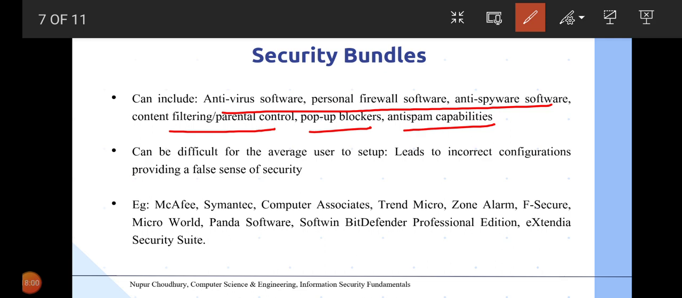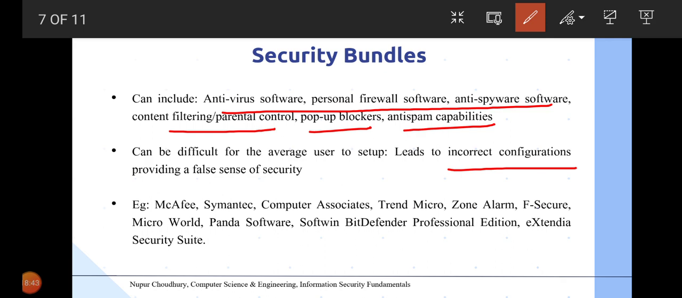It can be difficult for the average user to set up because it has a lot of configurations and a lot of technical knowledge is needed in order to install these security bundles, because it is not just involving one software but multiple different software which will be addressing multiple different components required for installation. And if it is installed by a non-technical person, or by a person having limited technical knowledge about that particular security bundle, it might lead to incorrect configurations and might provide a false sense of security.